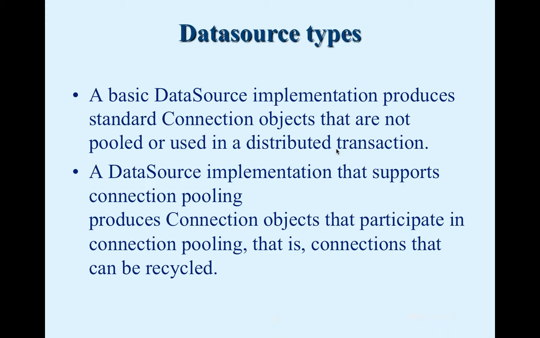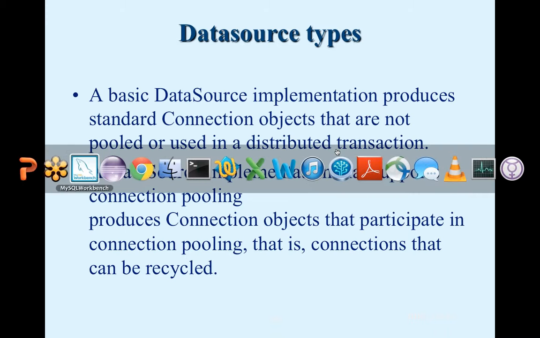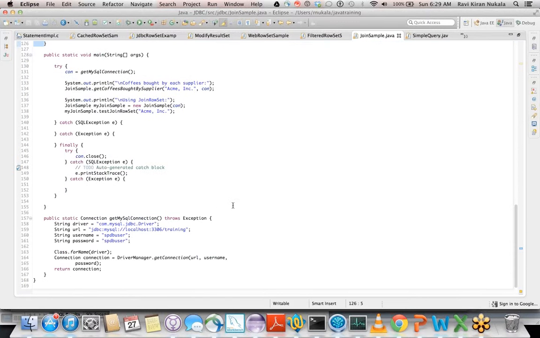That means we don't let the users create their own connections, just like how we are doing in all our examples. We are creating a connection like this, right? DriverManager.getConnection. We don't do that often in the application. What we do is we maintain a pool of connections. We maintain like 40 or 50 depending on your application size.